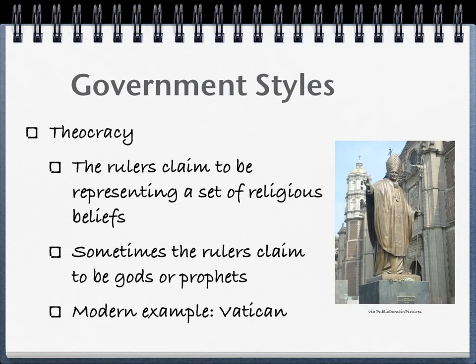All right, we're getting towards the end here. Government style, theocracy. This is when the ruler claims to represent a set of religious beliefs, and the whole government is based off of those religious beliefs. Oftentimes, the ruler can also claim to be a god or a prophet.